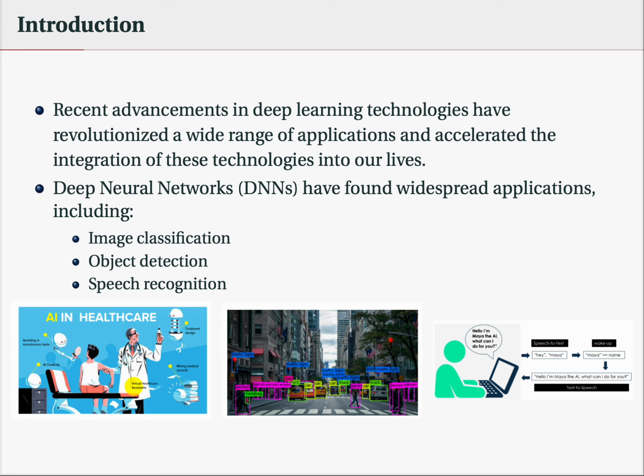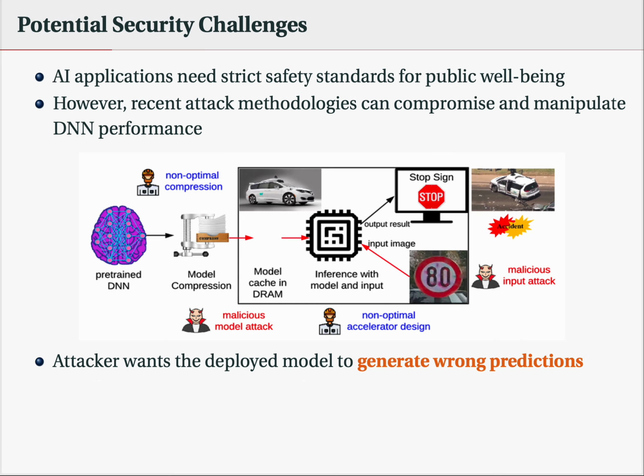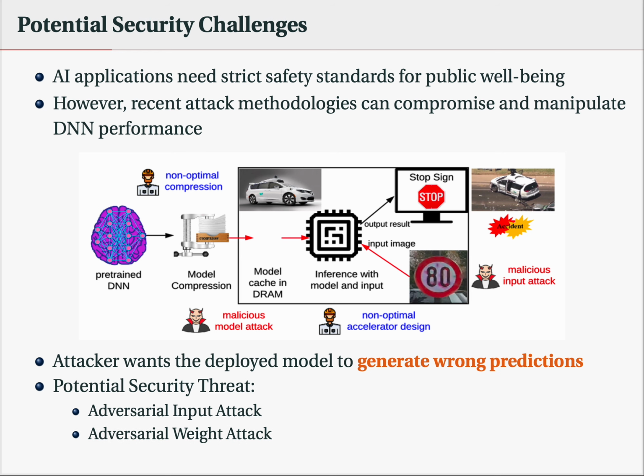DNNs have found widespread applications in fields such as healthcare, autonomous driving, and chatbots. AI applications need strict safety standards for public well-being. However, recent attack methods show that they can compromise and manipulate DNN performance. Here, the assumption is that the attacker wants the deployed model to generate wrong predictions. The potential security threats from the attacker include adversarial input attack, adversarial weight attack, and backdoor Trojan attack.